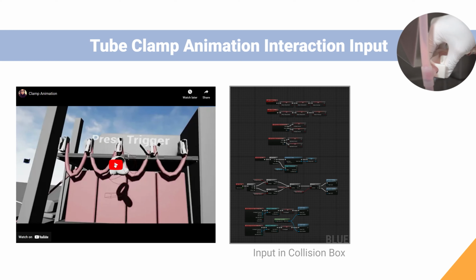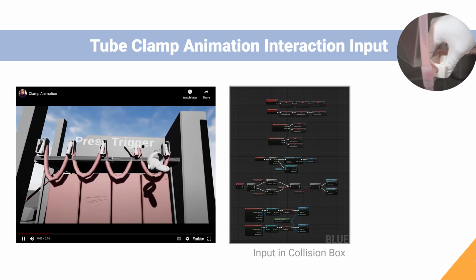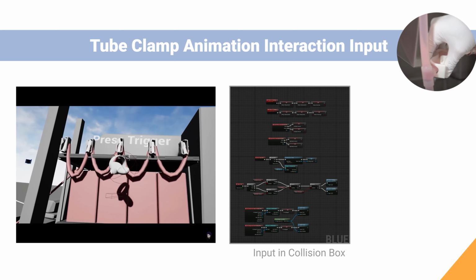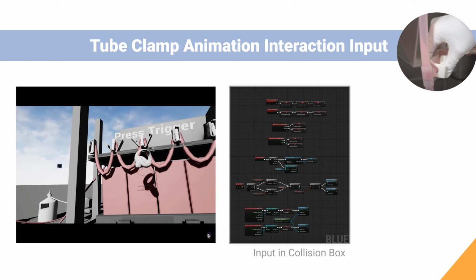This is the tube clamp animation interaction input. Basically, when my controller is inside the collision box, it will activate the animation state on the animation state machine, and it will open and close the clamps.